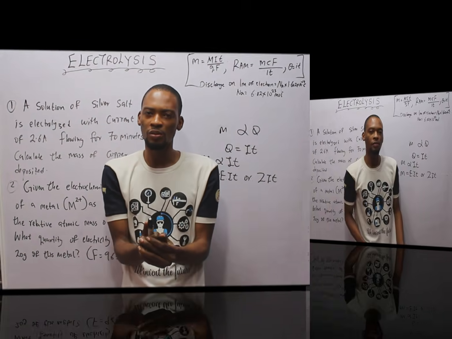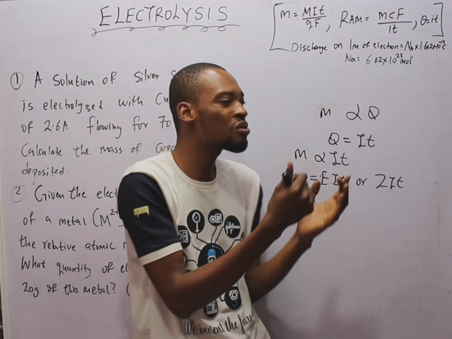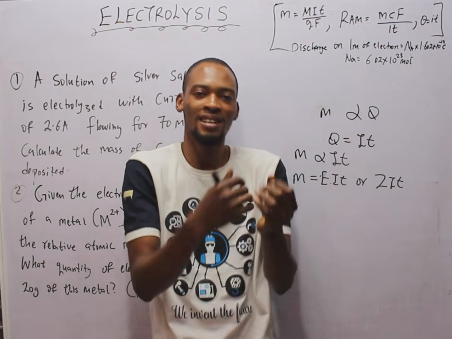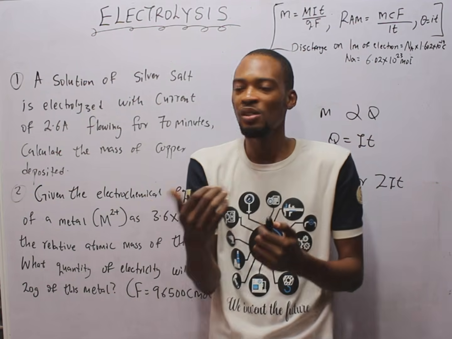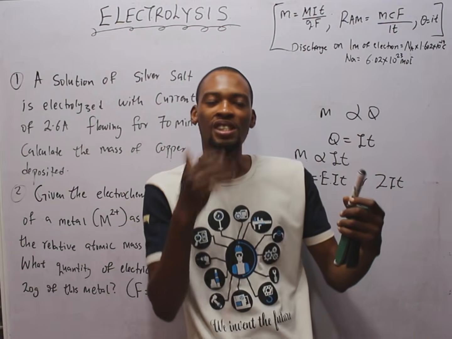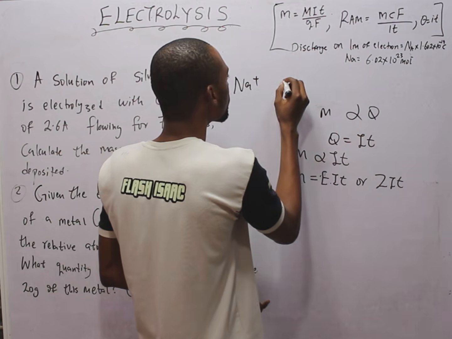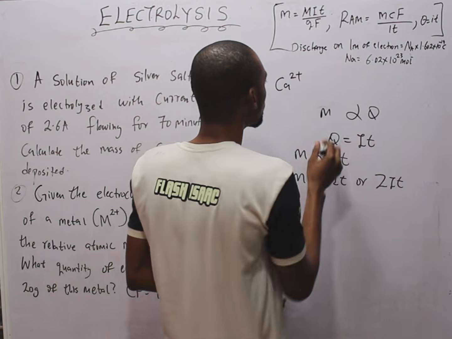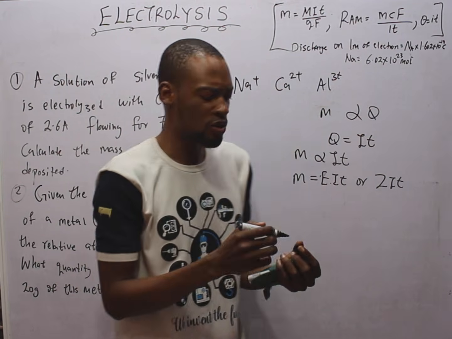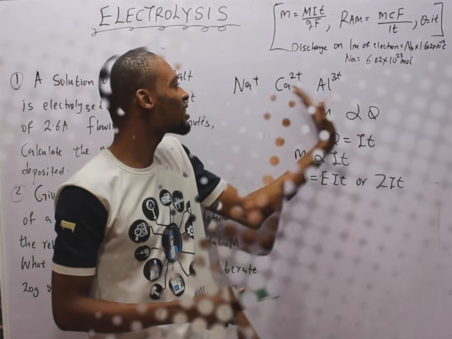How about the second law? Faraday's second law of electrolysis states that when the same quantity of electricity is passed through a solution of different electrolytes, the relative number of moles of the elements deposited is inversely proportional to the charge on the ions of the element. Now, when the same quantity of electricity is passed through an electrolyte containing different ions, let's say sodium ion Na+, cation Cu2+, Al3+. Now, the relative number of moles of the ions deposited is inversely proportional to the charge on these ions.